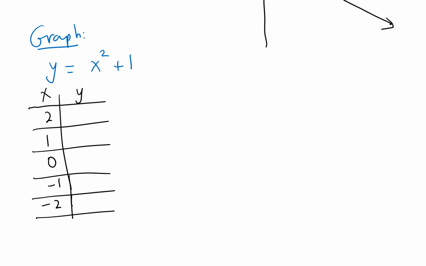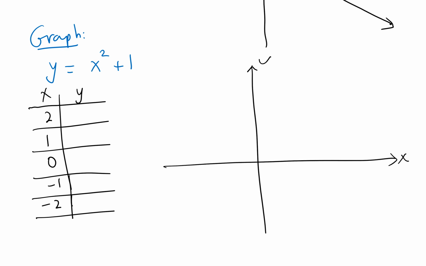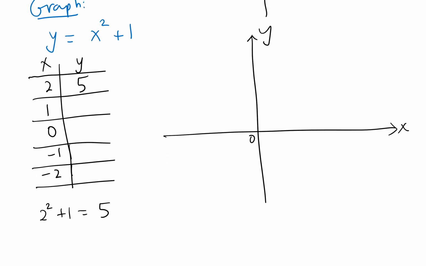5 points are really enough. So we're going to find their corresponding y values. When x is 2, substitute 2 in here. You get 2 squared plus 1, 4 plus 1, 5. When you substitute the 1 in, 1 squared plus 1 is 2. 0 squared plus 1 is 1. Negative 1 squared plus 1 is 2. So that's a 2. And this will be 5.